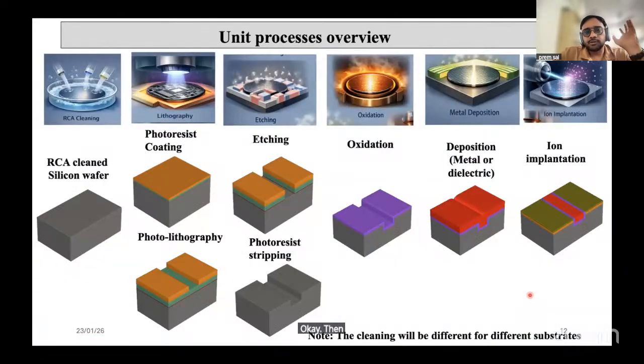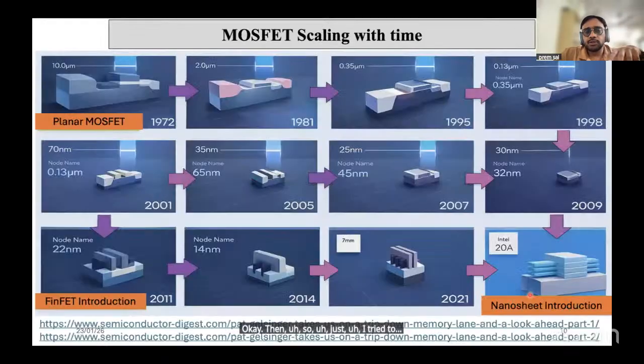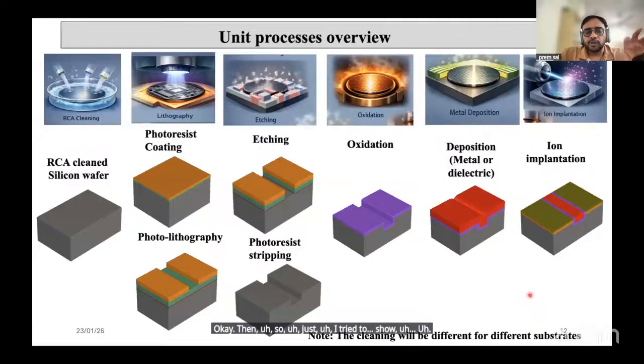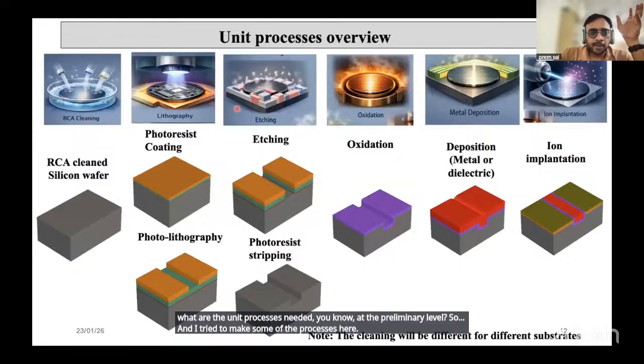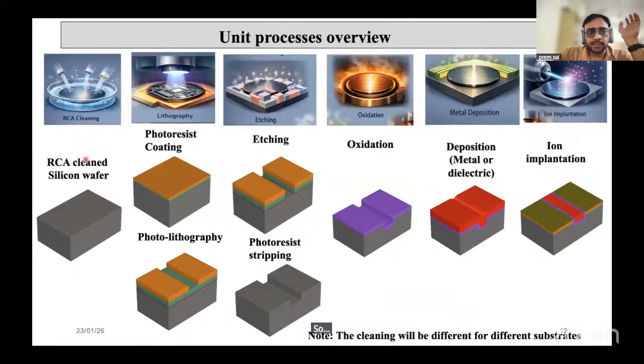Then I try to show what the unit processes needed at the preliminary level are. I try to make some of these key processes. So this is RCA cleaning, where we have to do a bunch of cleaning steps to clean the substrate, because the surface is very important.